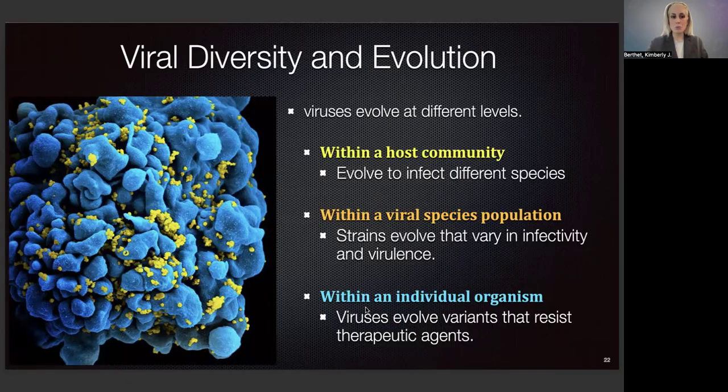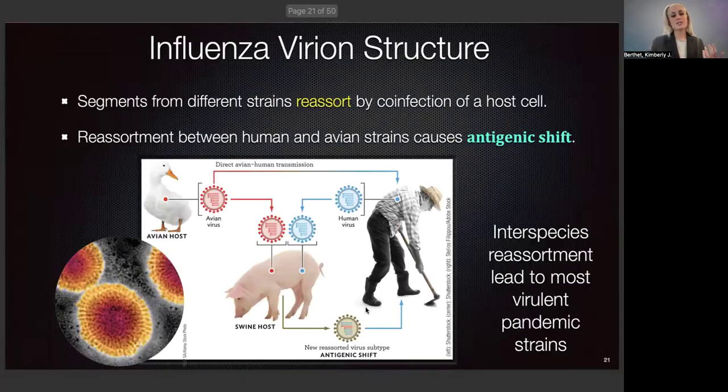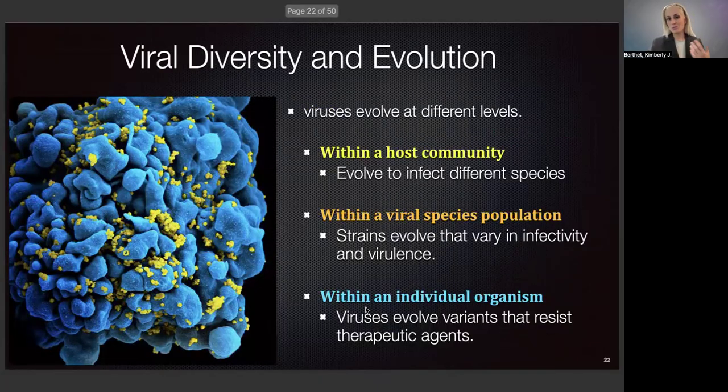Okay. So we can have viral diversity on many different levels. Evolution will play on multiple levels. And let's go ahead and look at these different levels. So we can have viral diversity within a host community. So here we can see the host community can be different species. So just like we saw swine, just like we saw the avian host and the human host, we can have evolution between different species here.